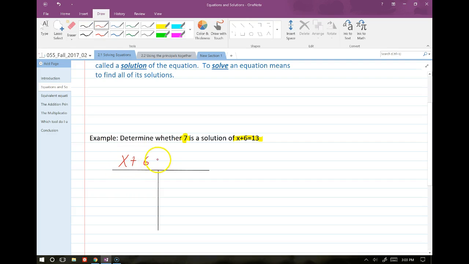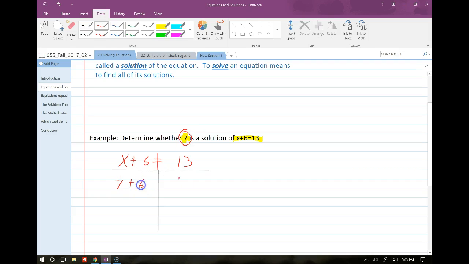So how we do this here is we make a little table and we separate our equals sign by the line, the vertical line in the middle, and then we just write out what's on each side of the equals sign, right? And then we go down to the next layer in the table and we replace our x with 7, just like it wants us to do, right?